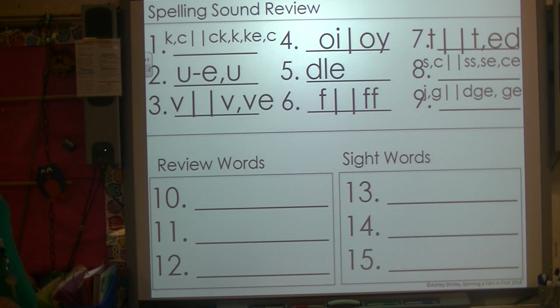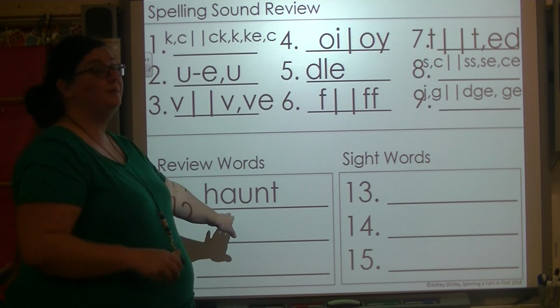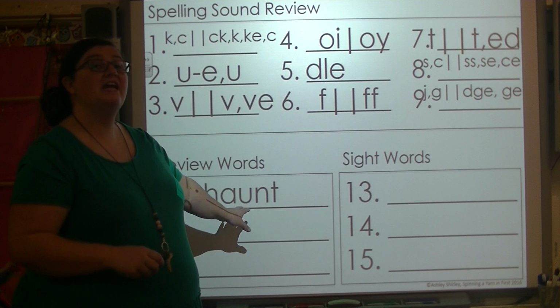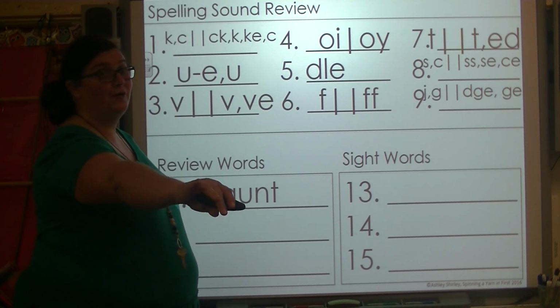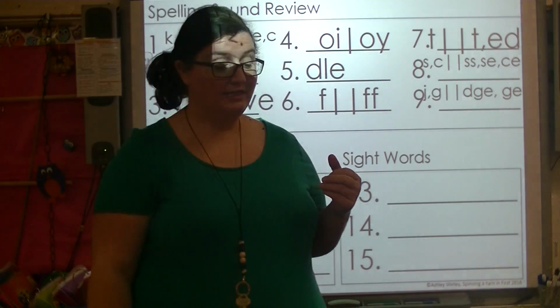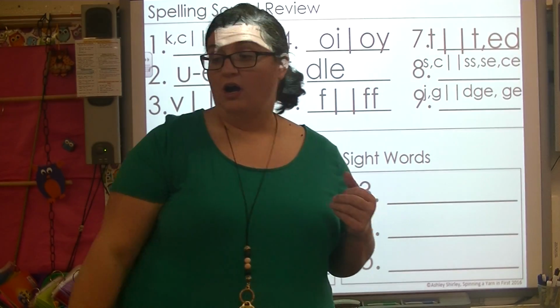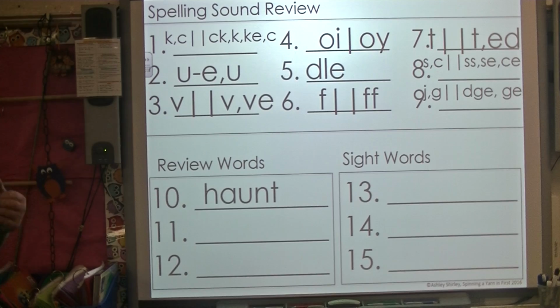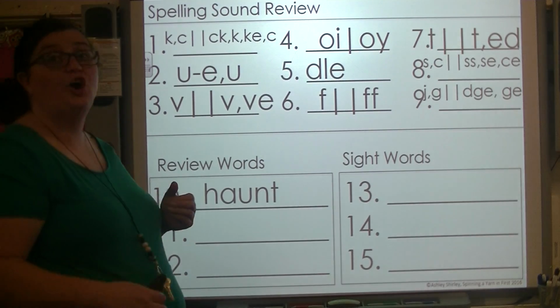Let's spell haunt. H-A-U-N-T. What word? Haunt. We have ah. It's in the medial position. A-U, final A-W. So we use A-U in this word. It's in the middle. All right, number 11, we're going to spell the word garlic.